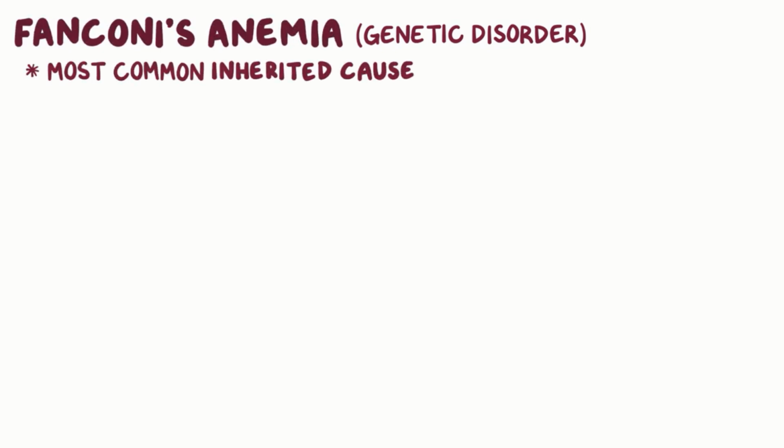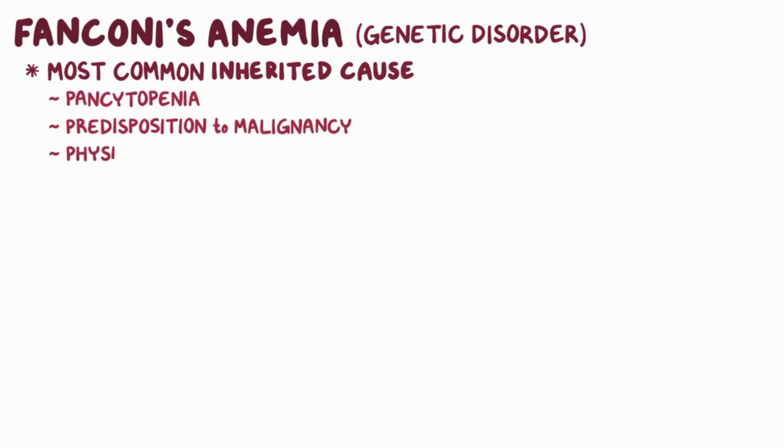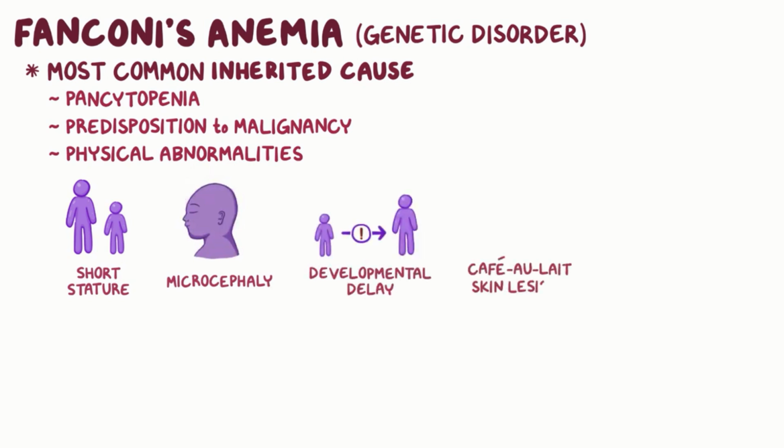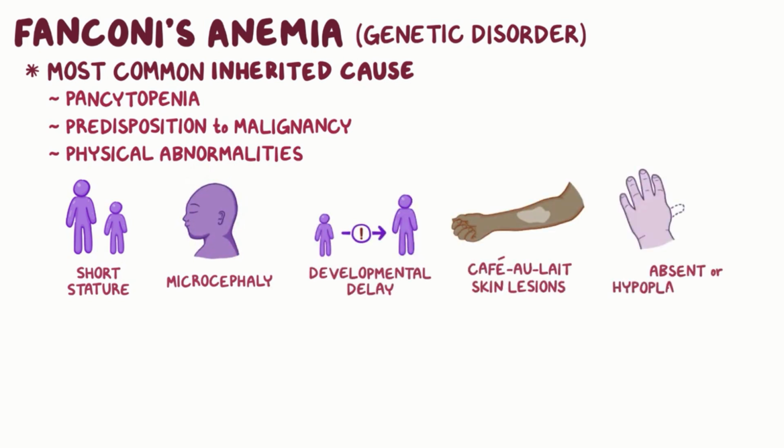Finally, the most common genetic disorder associated with aplastic anemia is Fanconi's anemia. Fanconi's anemia is the most common inherited cause of aplastic anemia, which is a condition characterized by pancytopenia, predisposition to malignancy, and physical abnormalities like short stature, microcephaly, or a small head, developmental delay, cafe au lait skin lesions, and absent or hypoplastic thumbs.